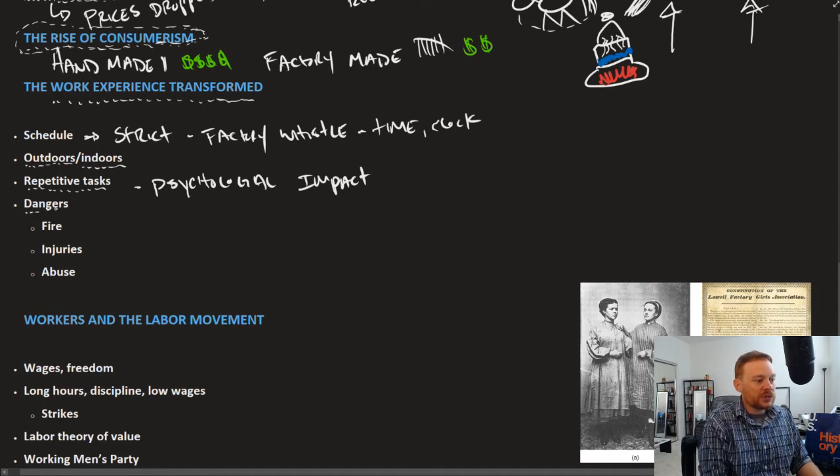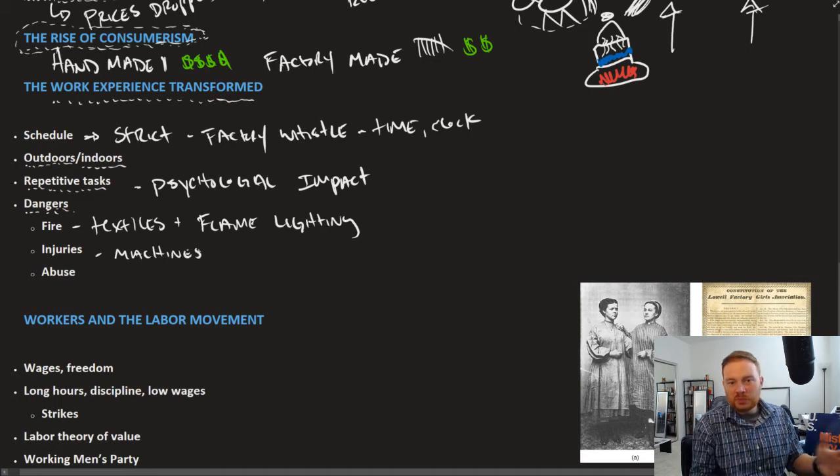It was dangerous, right? You think about fires, textiles, plus flame lighting, right? No light bulbs, so a lot of fires broke out. A lot of injuries. The machines were very dangerous. They could remove limbs, get your finger cut off, whatever it was. And abuse, right? There was strict punishment and discipline. That's probably the word I'm looking for.